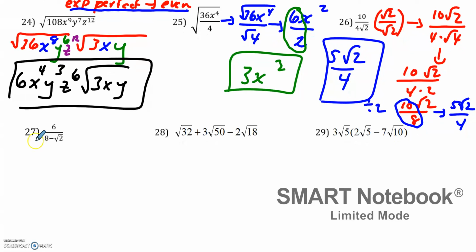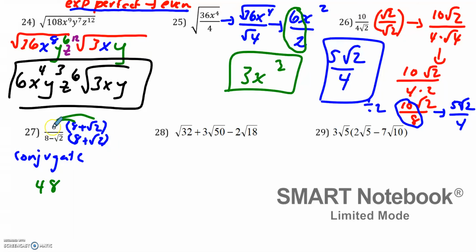I purposely put 27 directly after 26 to show you the difference. This one, the 4 and root 2 are multiplying on the bottom. This one, 8 minus root 2 is subtracting. So this is the case when you would need the conjugate. And so you'd need to multiply top and bottom by 8 plus root 2. The reason the sign changes is because the middle term on the bottom will eventually cross out. So I'm going to distribute on the top. 6 times 8 is 48. 6 times root 2 is 6 root 2, not root 12.